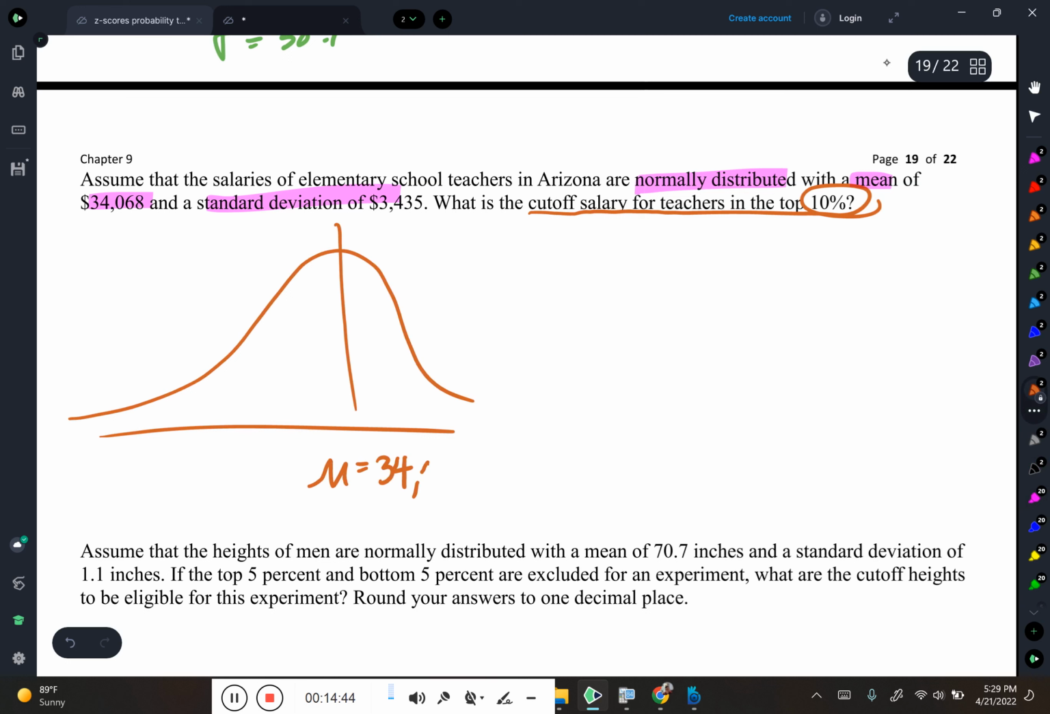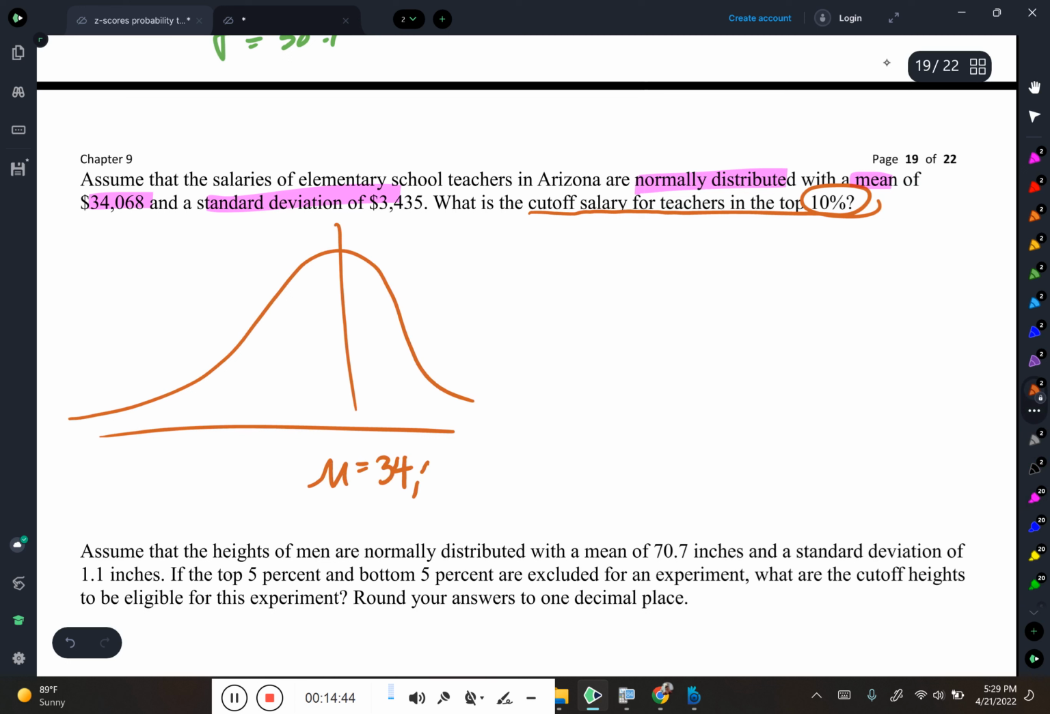So then I'll bring up my calculator. Again, I'm using that distribution menu and inverse normal. I'm told the area is 0.9. My mean is 34,068. My standard deviation is 3,435. I'm going to paste that back in, and I get that they must make a salary of 38,470.